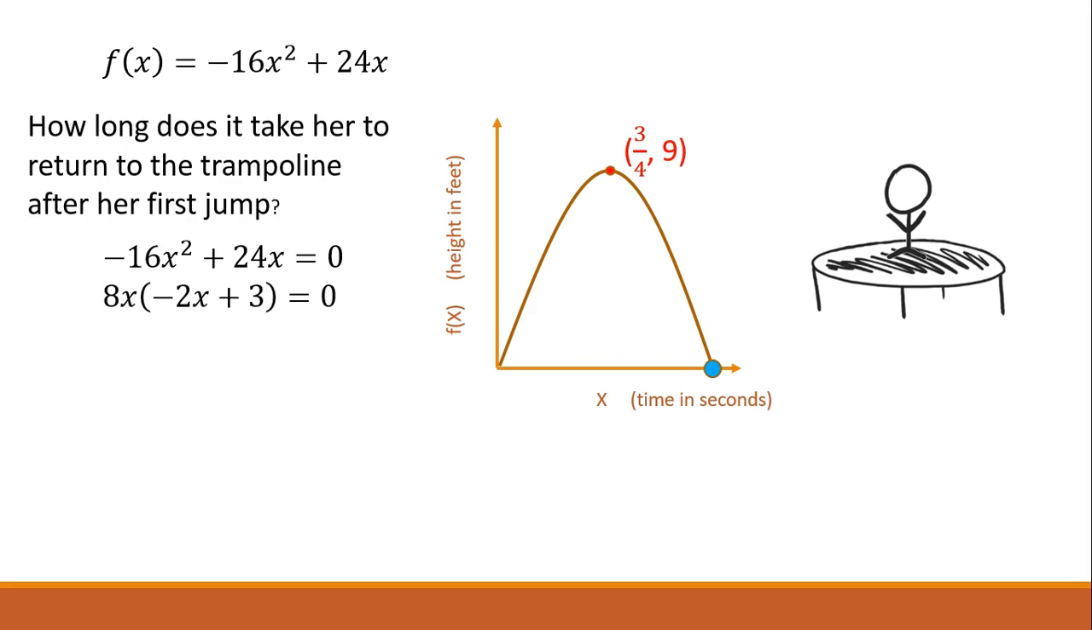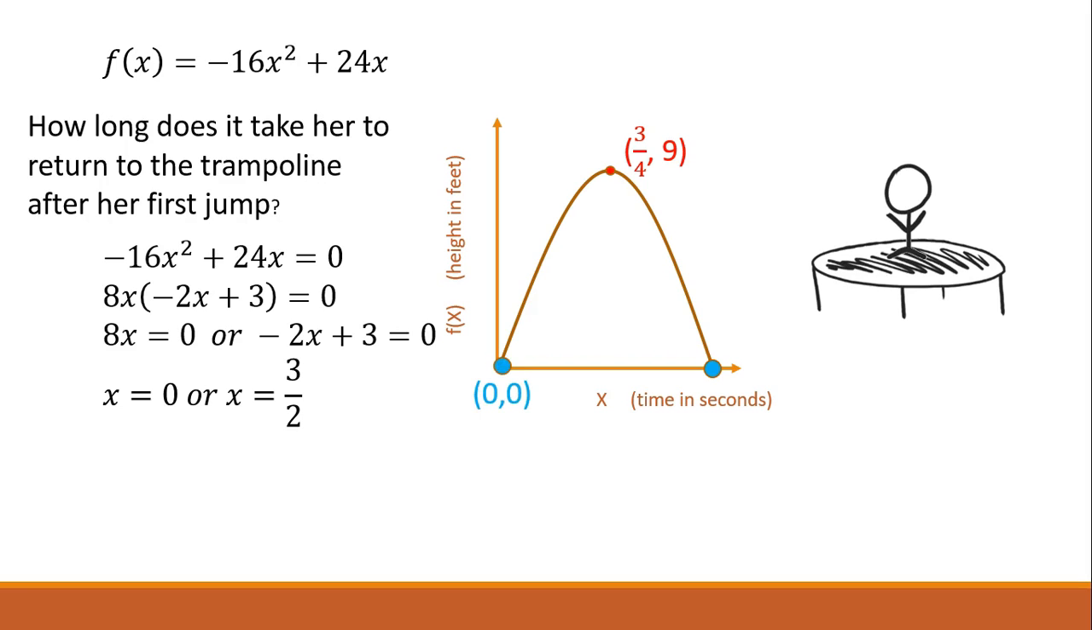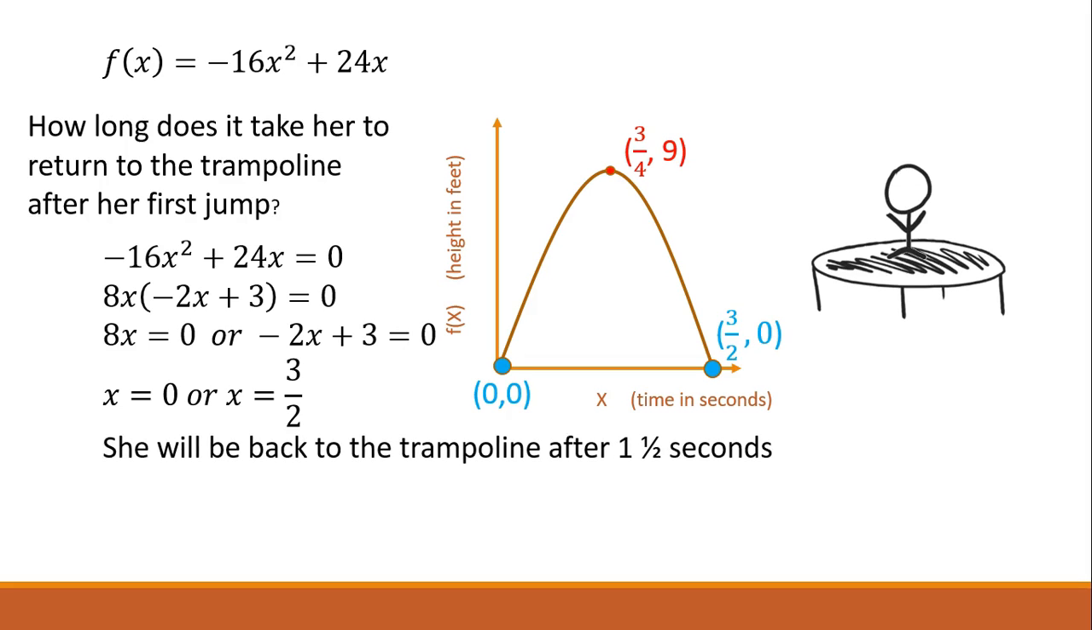If we solve this equation by factoring and setting the factors equal to 0, we get two values for x, which might seem a little strange at first, but it really makes sense if you look at the graph. The first value, x equals 0, is this point on the graph, (0, 0). That means when no time has passed, she has no height. She's standing on the trampoline. The other point on the graph is (3/2, 0). That means after 3/2 seconds, or 1.5 seconds, she'll be back down to 0 feet above the trampoline.